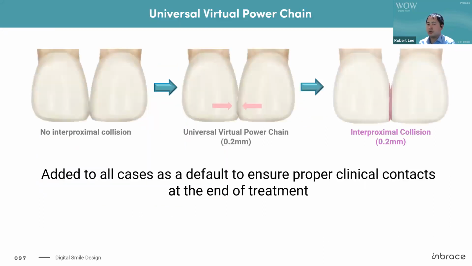Okay, so the next one is the virtual power chain. So this is the last nuance of InBrace smile design. So the universal virtual power chain actually is standard in orthodontics. This is to counteract any segmentation issue. So we add in 0.2 millimeters as the general default to every single case.